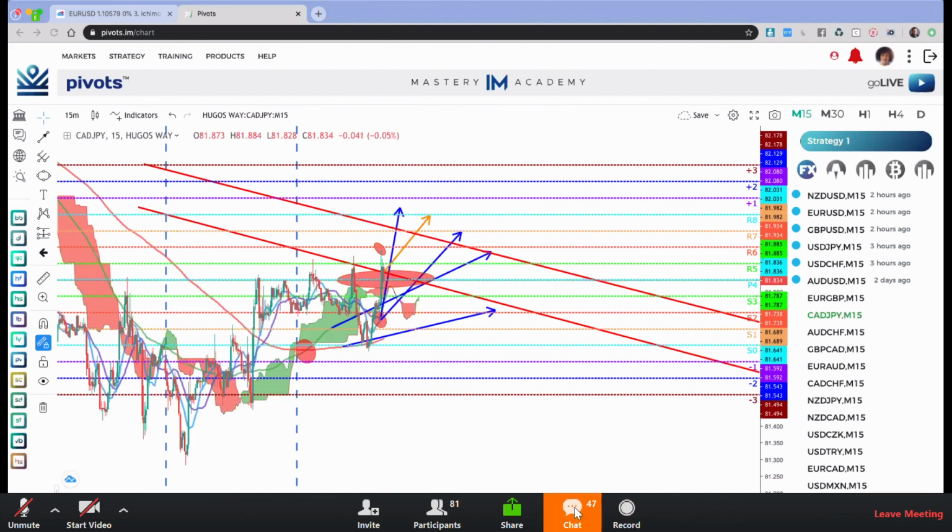If I have the pivots platform, is there a video on setting it up with my indicators? No, there isn't. Explained at the start, I do not teach this strategy on the IM platform.